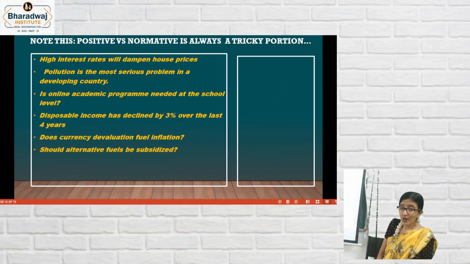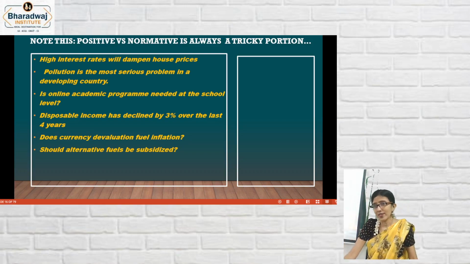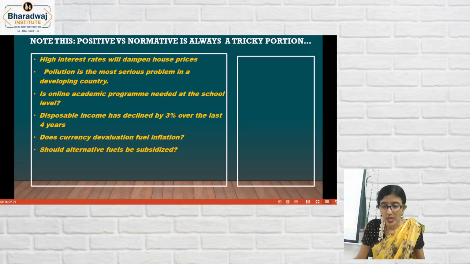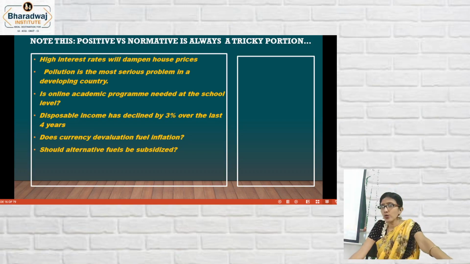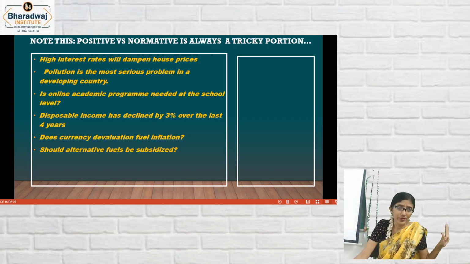So, from positive and normative, my dear students, please note it from me. It is always tricky. Examples from positive and normative are always tricky, 100%. The material which we gave in Bharadwaj is a completely exercise-oriented topic. Please register all those examples.